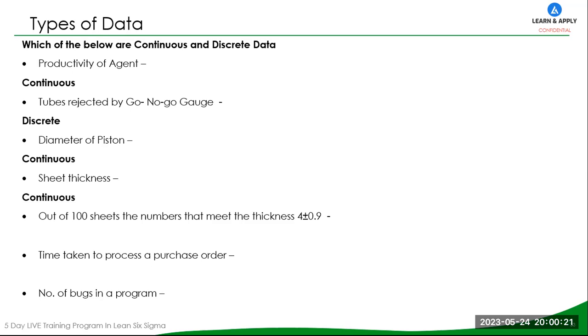Now, out of 100 sheets, the number that meet the thickness of 4 plus or minus 0.9. Discrete, because it is the number that meets the spec. Absolutely, it's discrete. Time taken to process a purchase order. Continuous again, it can be 4.5 minutes, right? Number of bugs in a program. Discrete. So I think you got clarity, okay?